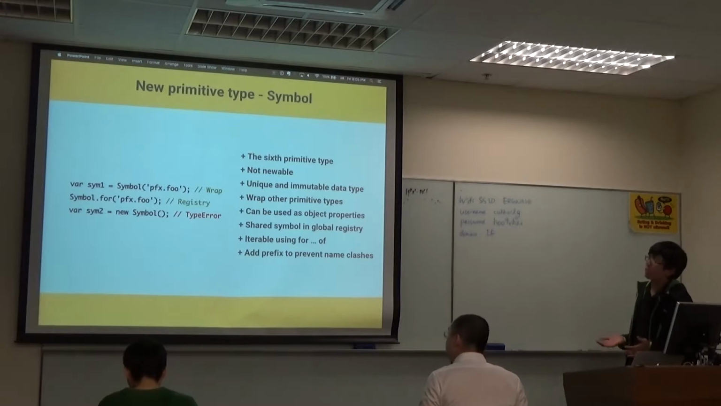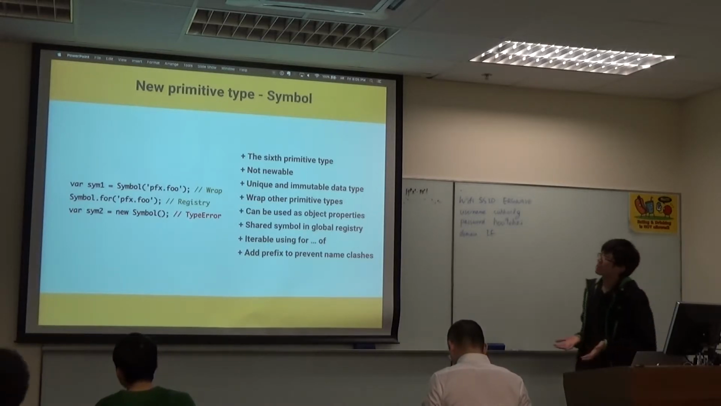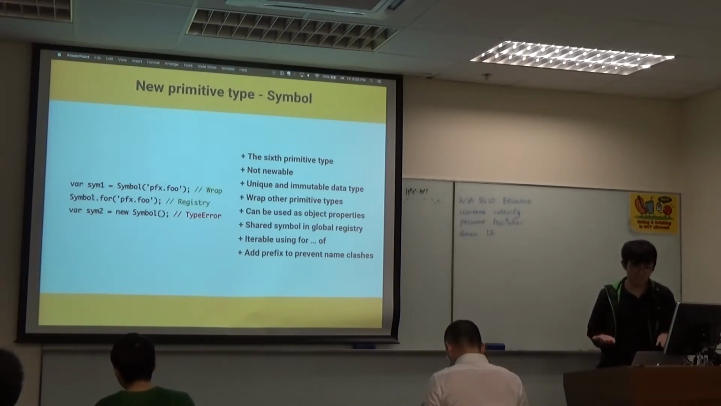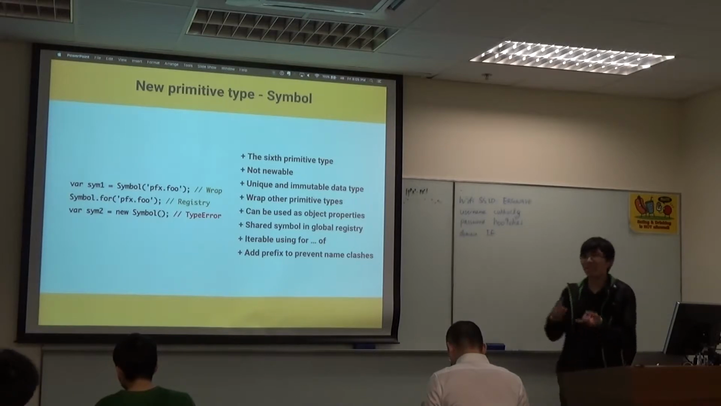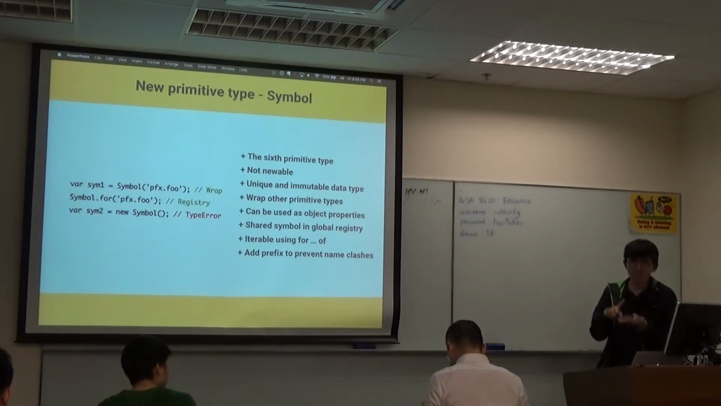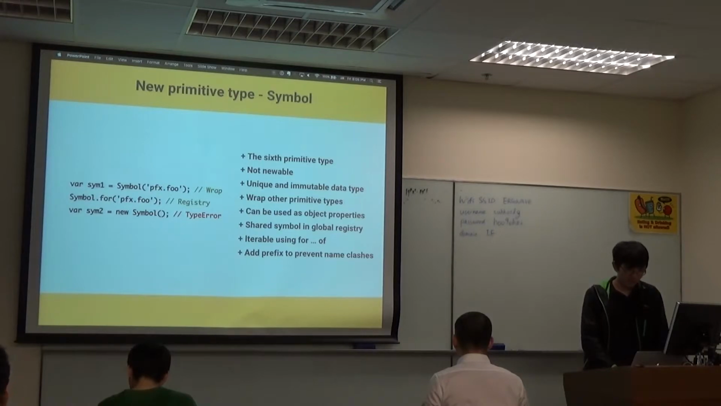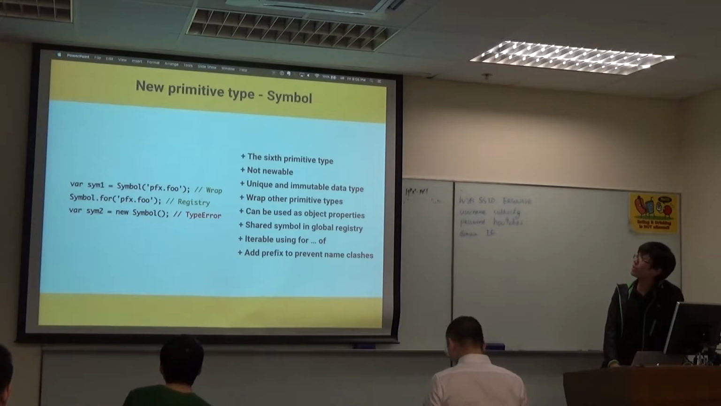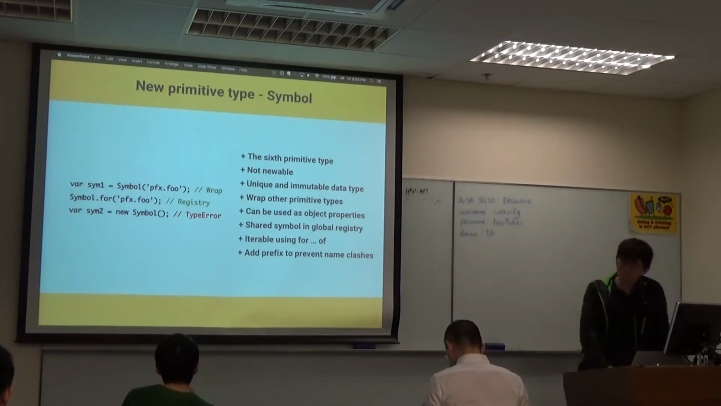Next is symbol, which is the new primitive type. If you remember, in ES5 there are 5 primitive types. They are object, array, function, string, and undefined. Here we have the 6th type. It is used to wrap other primitive types to provide a unique and immutable data type.